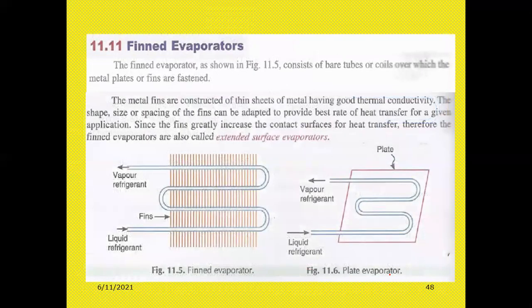The next, third one, is the finned evaporators. The name itself says finned, so we are having fins on the evaporator. The finned evaporator shown in the figure consists of bare tubes or coils over which the metal plates or fins are fastened. See the bare tube, just like a bare tube evaporator, it is having the bare tube. It is a simple extension or development of the bare tube evaporator, right?